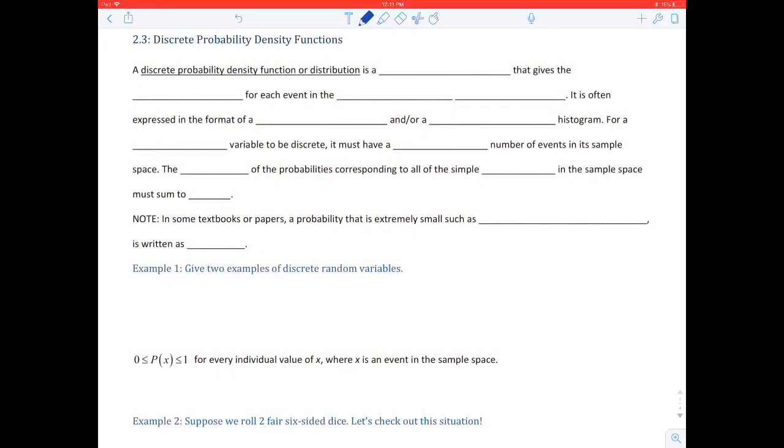Welcome to Discrete Probability Density Functions, also known as Discrete Probability Distributions. So, what is a discrete probability density function or distribution? It is a model that gives the probability for each event in the sample space. It is often expressed in the format of a table and/or a probability histogram.